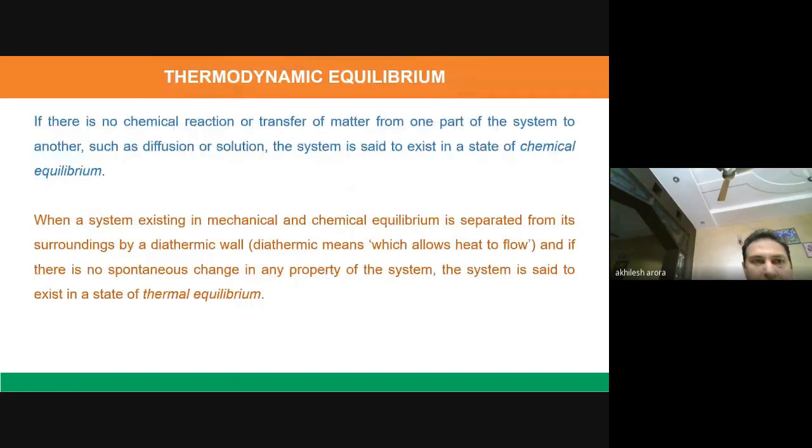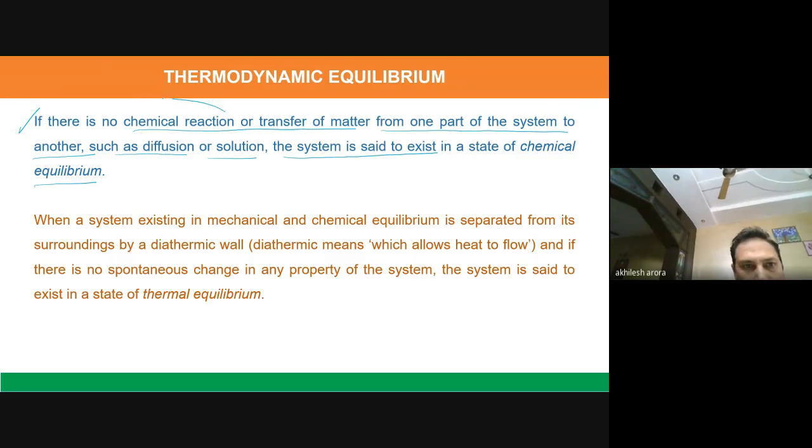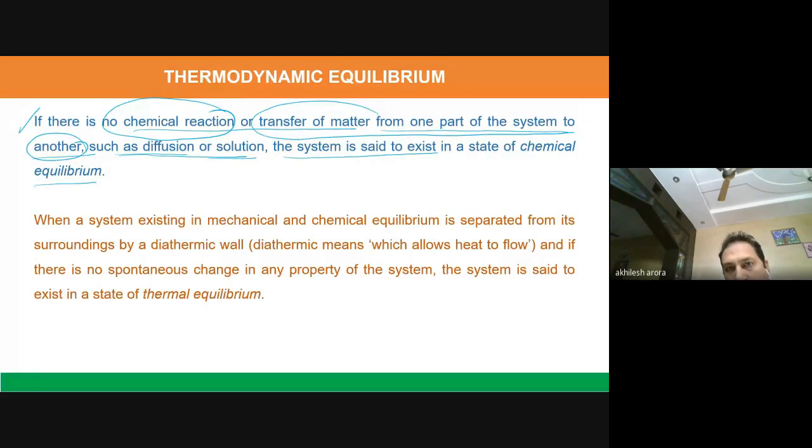Now what is chemical equilibrium? If there is no chemical reaction or transfer of matter from one part of the system to another part of the system, such as diffusion or solution, the system is said to exist in a state of chemical equilibrium. So no chemical reaction, this is the first condition, or no transfer of matter from one part of the system to another part, such as diffusion or solution. Once there is no chemical reaction going on, that means the system is in chemical equilibrium.